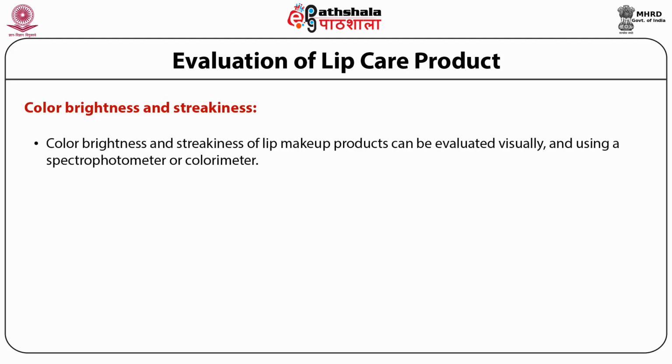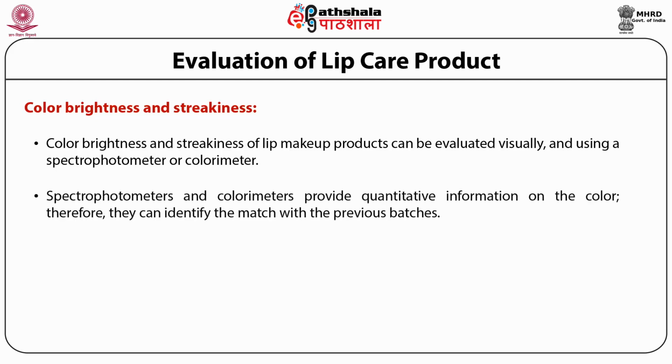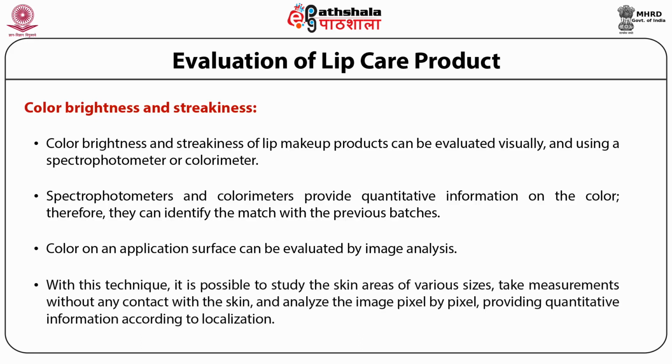Color brightness and streakiness of lip makeup products can be evaluated visually and by using a spectrophotometer or colorimeter. Spectrophotometers and colorimeters provide quantitative information on the color, therefore, they can identify the match with the previous batches. Color on an application surface can be evaluated by image analysis. With this technique, it is possible to study the skin areas of various sizes, take measurements without any contact with the skin, and analyze the image pixel by pixel, providing quantitative information according to localization.